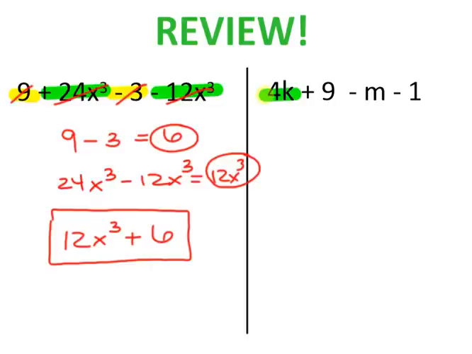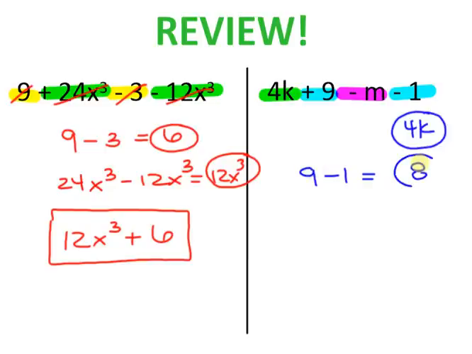So we have 4k, and that's the only k we have. We have plus 9 and a minus 1, and then we have minus m. So let's go ahead and combine these. So the 4k is by itself. He's going to be part of our final answer. Now we have 9 minus 1, which is 8. He's going to be part of our final answer. And then we have negative m. And make sure that you get that negative, because he's not combining with anybody, so he is what he is.